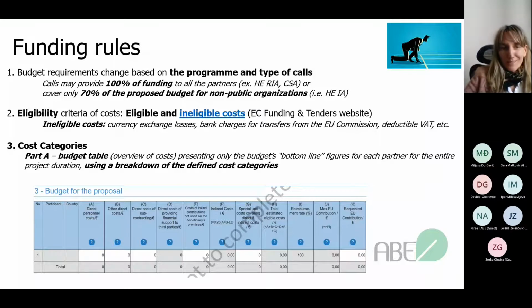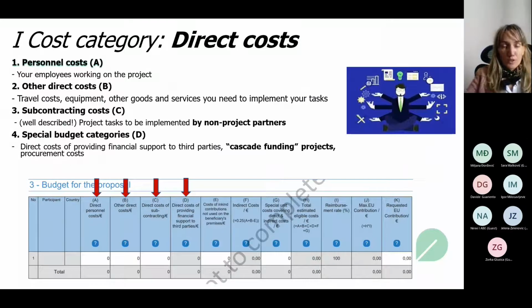The third rule is cost categories. This is the breakdown of defined cost categories, which can also be found within the budget table in the Part A template for the proposal. This budget table represents only an overview of costs, but all cost categories are presented here, and we will go through each one by one. The first category is the direct costs, which are very important, especially because the first type of direct costs is our personnel costs, marked with the letter A in this table. I will tell you more about personnel costs later, but in short, these costs represent the employees working on your project.